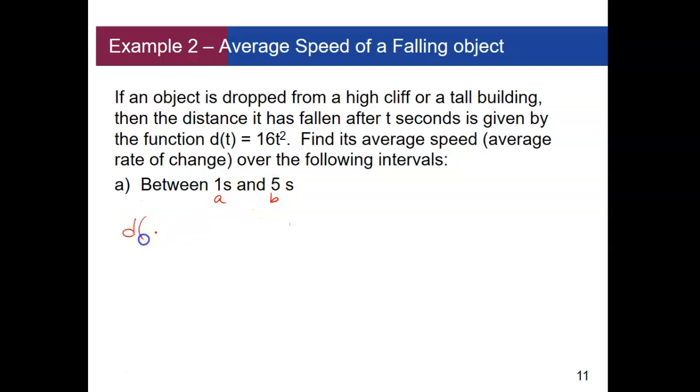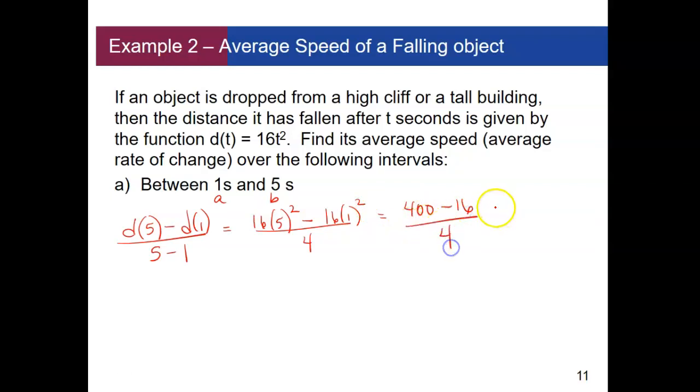We're going to find the distance at 5 and subtract the distance after 1 second and do 5 minus 1. So this is my f of b. It just so happens that my f function is distance. So the f of b minus f of a over b minus a. Okay, so I'm going to have 16 times 5 squared minus 16 times 1 squared over 4. And when I do that calculation, I get 400 minus 16 divided by 4. So I'm going to get 96, and that's going to be in feet per second.